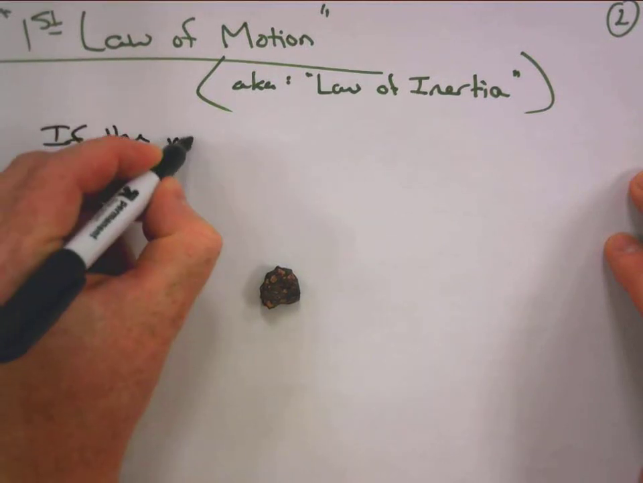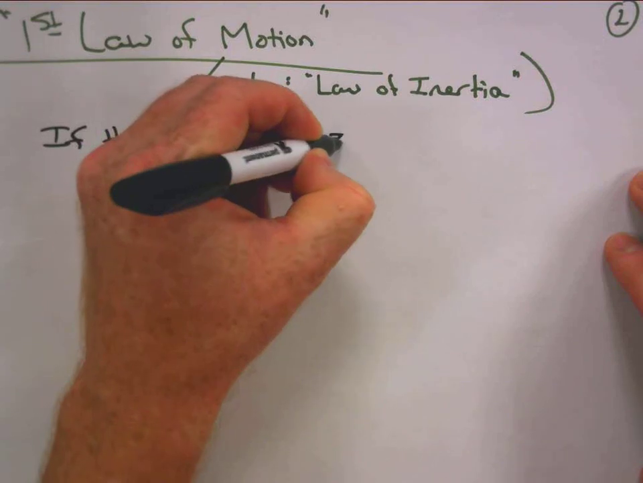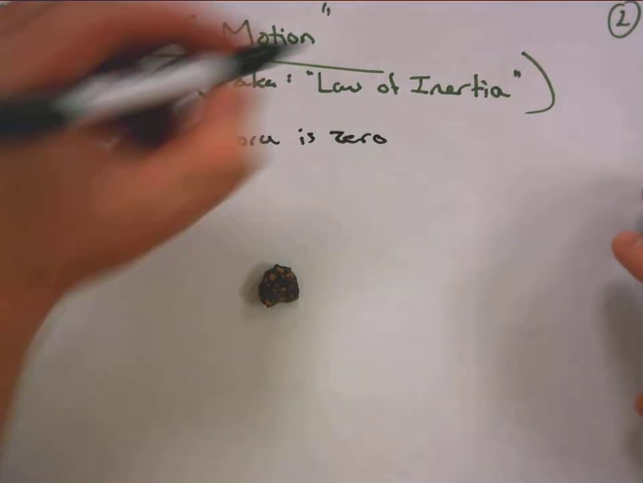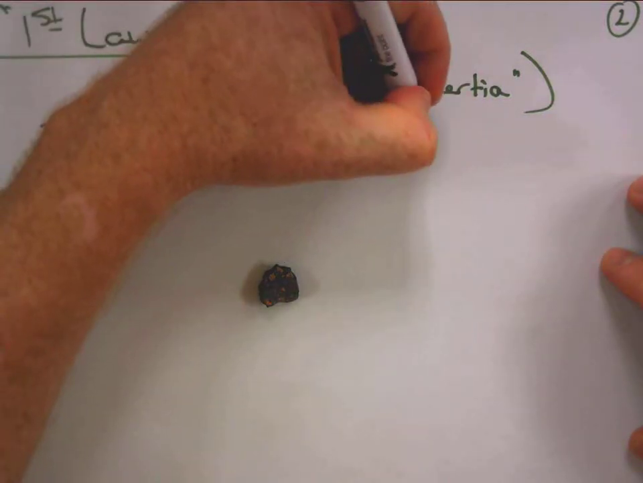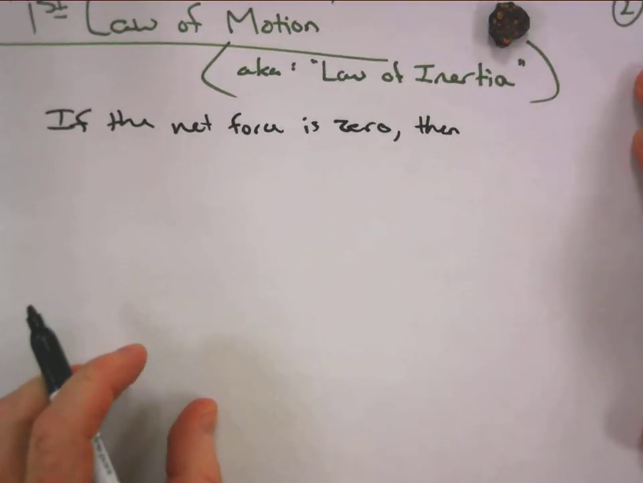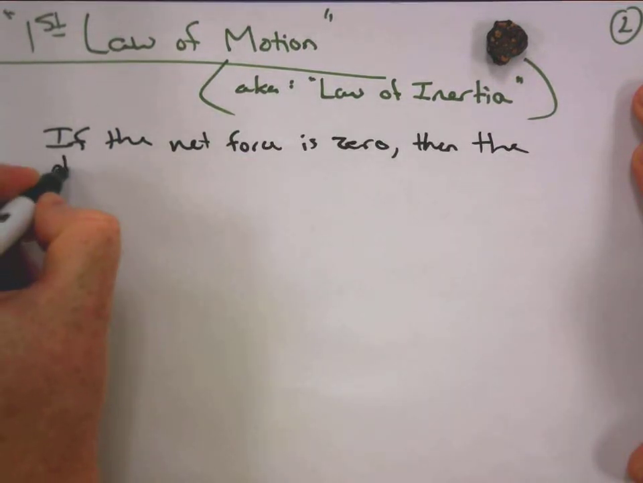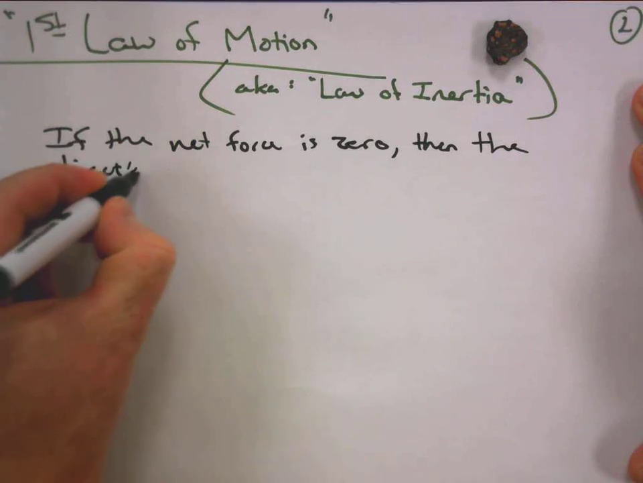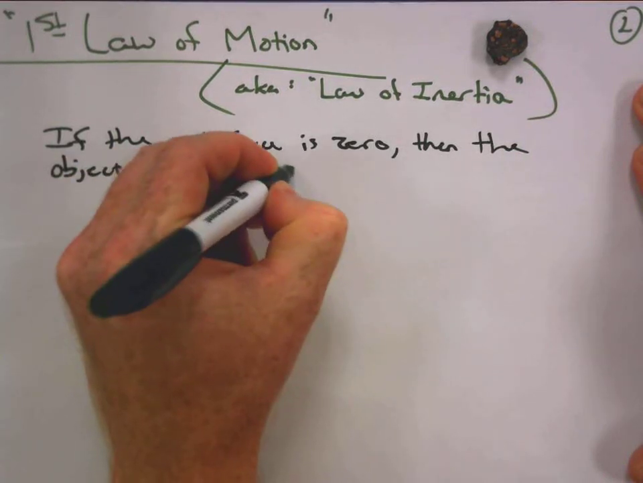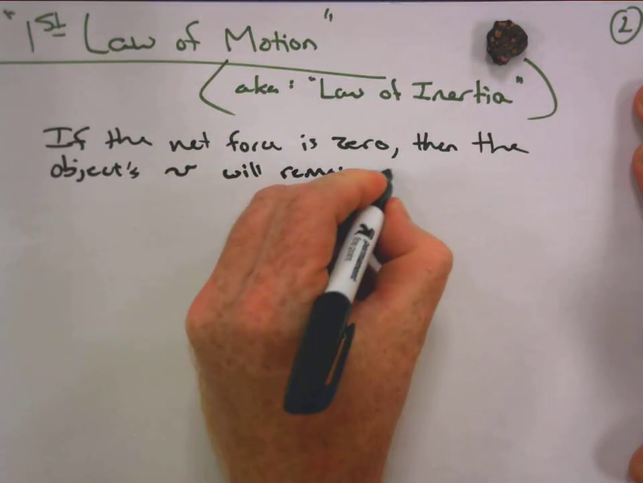If the net force is 0, then I'll move my space rock here. Then the object's velocity will remain constant. Now there's a lot implied in this statement.